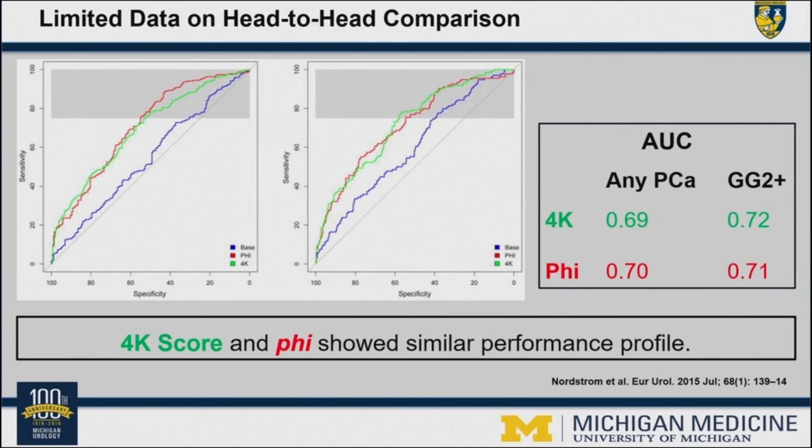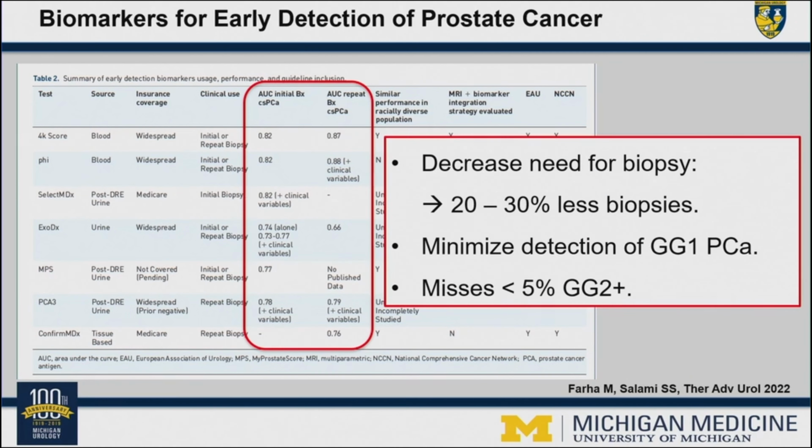But then when you put all the different biomarkers into a table and look at their performance profile, you soon realize that their performance profile seems very similar, both in the initial biopsy setting or the repeat biopsy setting. And in general, when you look at the data that is out there, both the development and validation data, I think we can see that these biomarkers tend to decrease the need for biopsy by about 20 to 30%, and they minimize the detection of grade group 1 prostate cancer, while they miss less than 5% of high-grade prostate cancer.